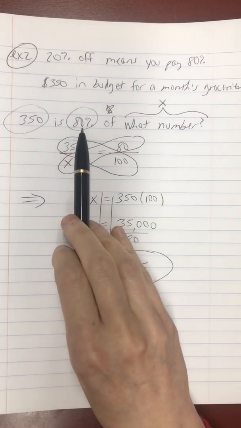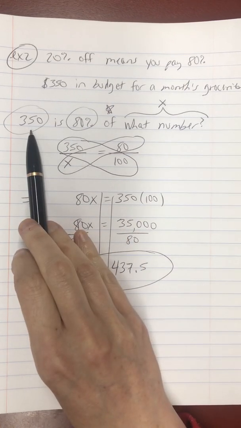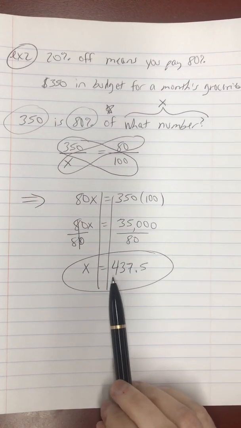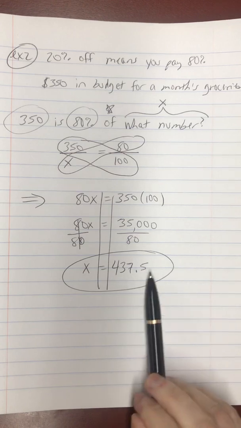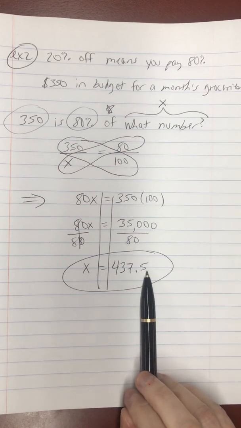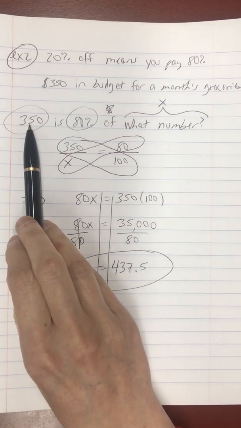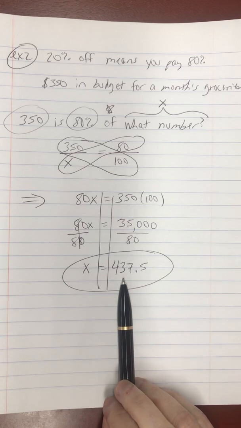If you only had to pay 80% of your groceries and you had $350 available in the bank to spend, does it make sense then that you could go to Giant Eagle and spend $437.50 on a one-time shopping spree, but only have to pay $350? And the answer is yes, because you had that 20% off. That number isn't too crazy.